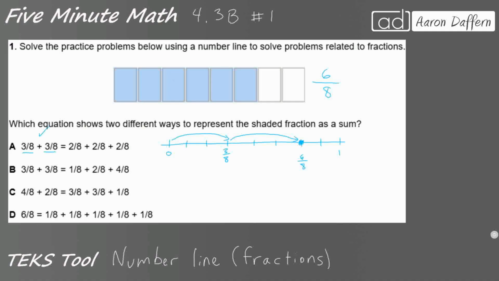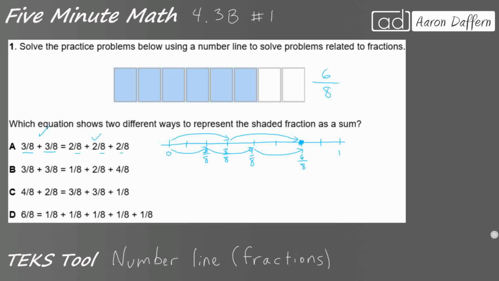Let's check my 2/8. All right, so 2/8 is going to be right there. So I'll do one jump there. Plus another 2/8. Let's see, that's 1, 2, 3, 4/8. There's another jump right there. Plus another 2/8. Well, that gets me right there. So they both work. Looks like we've got a correct answer there.